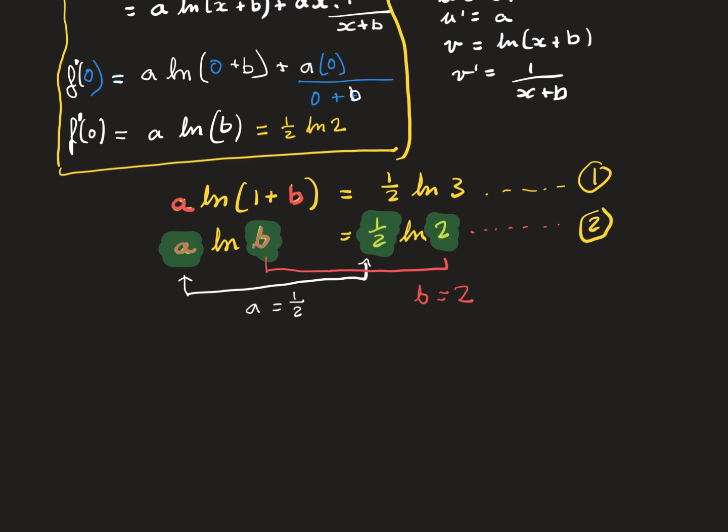If I went to the previous equation, where I'm looking at this one here, a is also equated to a half, whereas 1 plus b, which would be 1 plus 2, is equated with 3. So it really does work, doesn't it? My answer therefore is a is equal to a half and b is equal to 2.